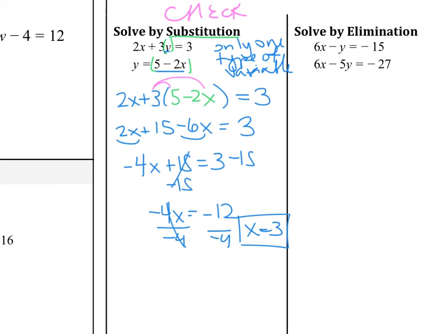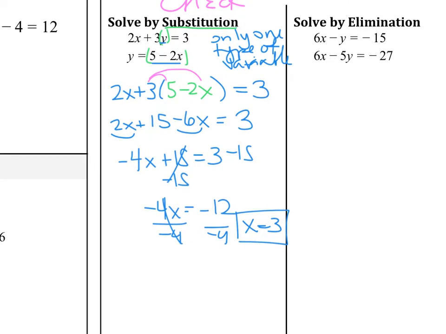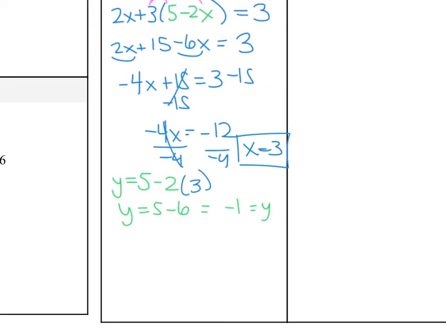Once we know that x equals 3, we take the 3 and plug it into one of the equations. It doesn't matter which one it is. I'm going to plug it into the bottom. It's just a matter of preference. I'm going to choose the bottom one because the y is already isolated. So y equals 5 minus 2 times x, which is our 3. Let's solve for y. y equals 5 minus 6, or negative 1. That is our y value. Let's write that as an ordered pair. The x comes first: 3, negative 1.